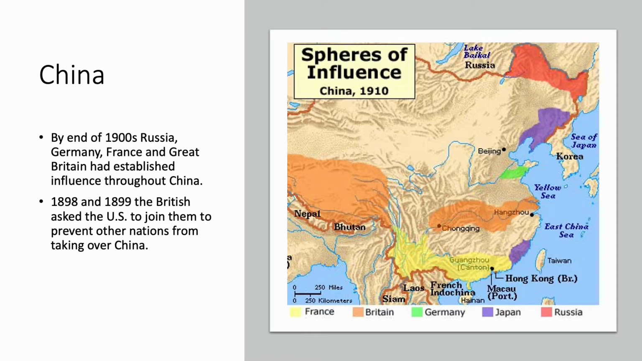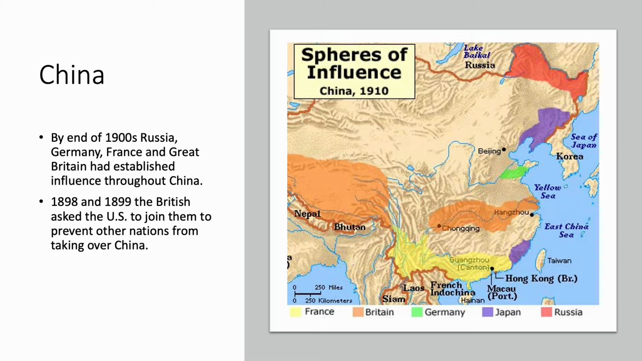Another area in the world that the United States is going to get involved in is China. And many European nations had already been involved in China well before the 1900s. By the end of the 1800s and the beginning of the 1900s, countries like Russia, Germany, France, and Great Britain had already taken chunks of China where they had developed an influence, and they took control of these regions. And they were using China mostly for trade.